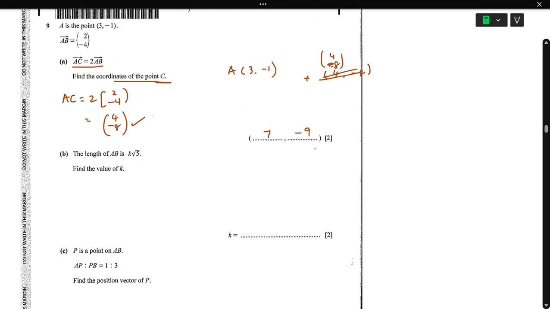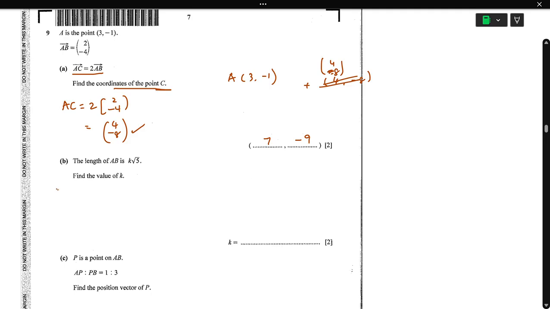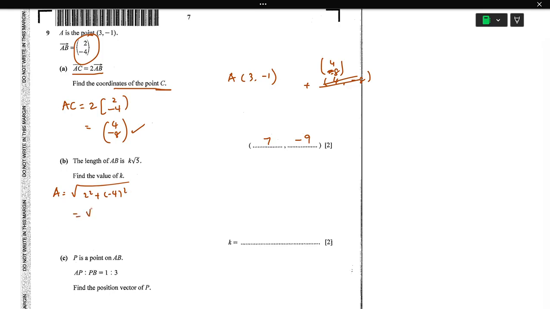So next one, the length of AB. AB is going to be square root of the transformation here, 2 and minus 4. So 2 square plus negative 4 square, which is equal to square root of 4 plus 16, then square root of 20, which I can write as 4 times 5. When I take square root of 4, which is 2 root 5. But it's given k root 5. So I can write 2 root 5 equal to k root 5. So I need to find the k value. When you compare both sides, k equal to 2.